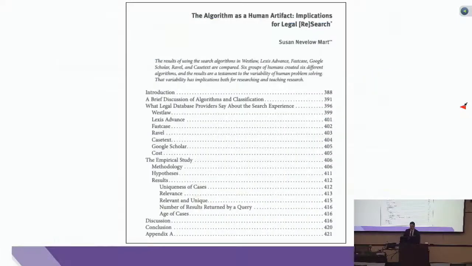And this gives me a chance to point out, if you're not familiar, essentially what she did is she ran the same search on several different legal research platforms. So Westlaw, Lexis Advanced, Fastcase, Ravel, Casetext, and Google Scholar, and found that with the same search, the search results for the top 10 cases were dramatically different. So I think that kind of highlights just how algorithms and natural language processing come into play.